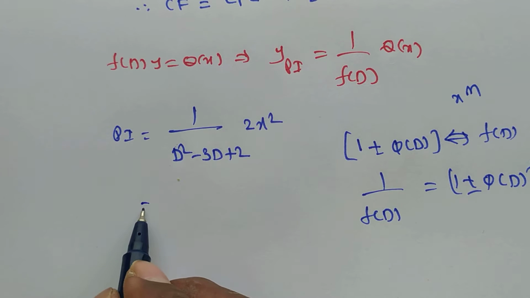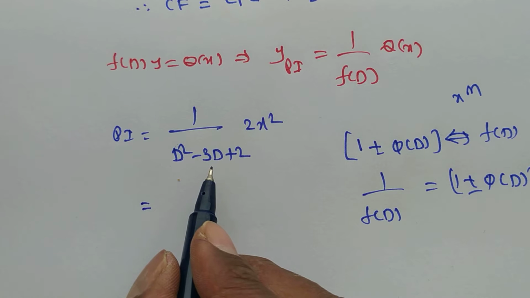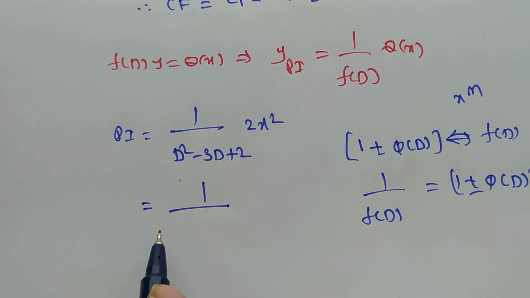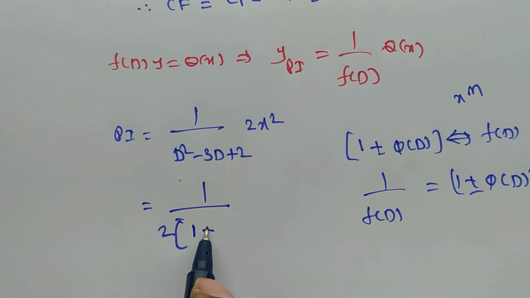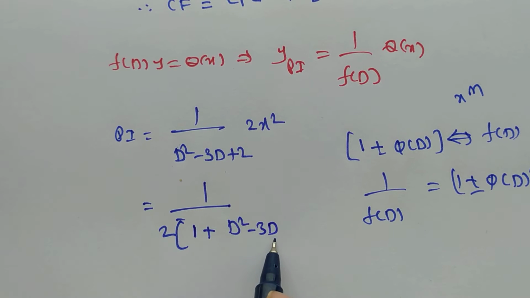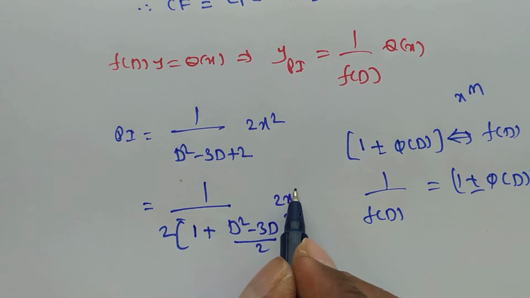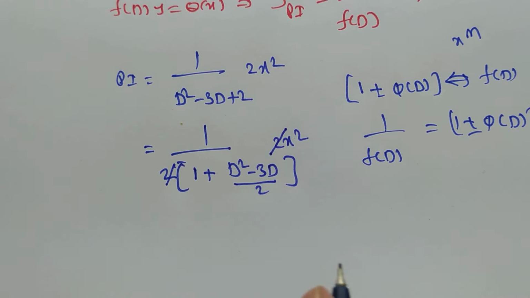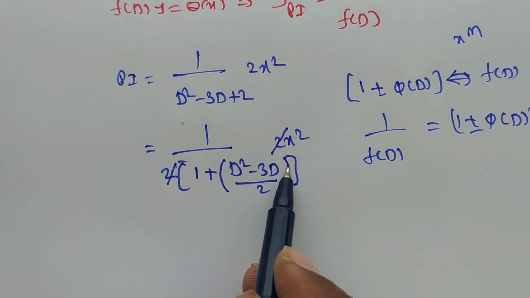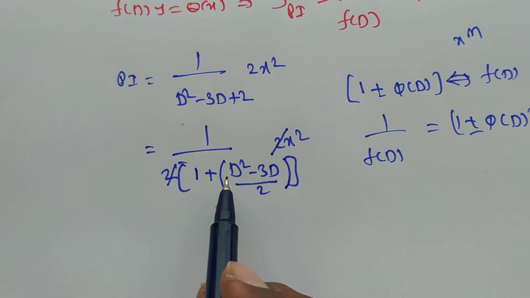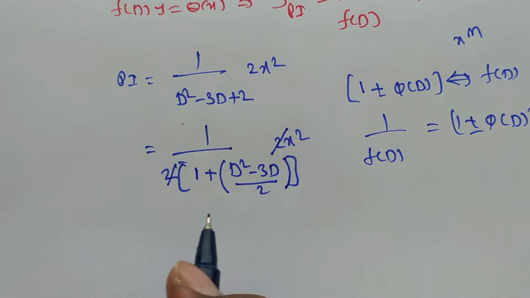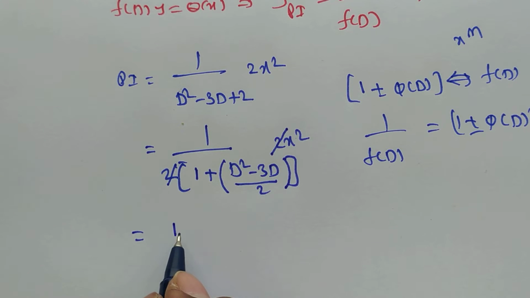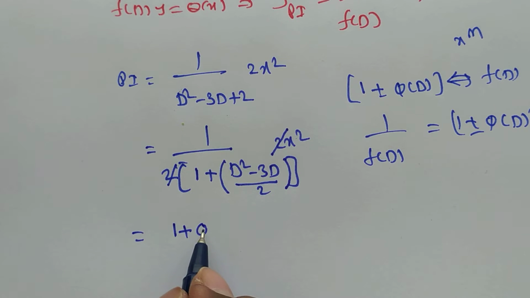Friends, here you have 1 by (D square minus 3D plus 2). What is the lowest degree term here? 2. So bring it outside. If I take 2 as common, then I have 1 plus (D square minus 3D) by 2, into 2x square. Here the numerator 2 and the denominator 2 get cancelled. Now you observe this is in the form of 1 plus phi of D. Yes or no? You see the plus symbol, and this is in terms of D. Now this 1 plus phi of D in the denominator can be written in the numerator as (1 plus phi of D) whole inverse.